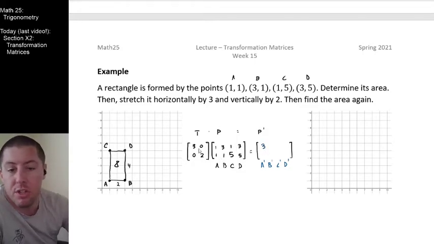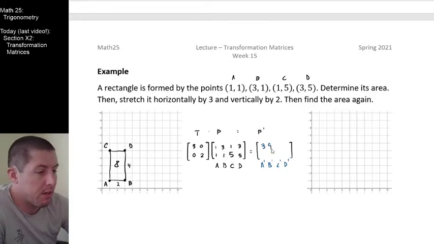So the thing that you should notice is that this really just resulted in us multiplying the top number by 3. That's going to keep on happening here. 3 times 3 is 9, plus 0 times 1 is 0, so we're just getting 9 for the next one. We're going to get 3 times 1 is 3, plus 0 times 5 is 0, so we're going to get 3 for C prime's x value.